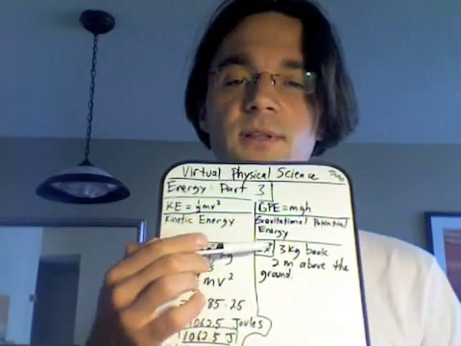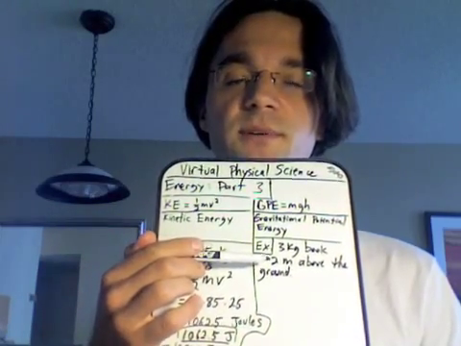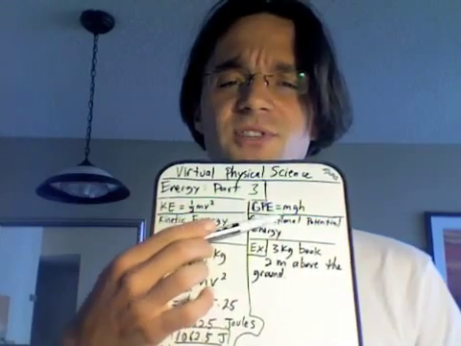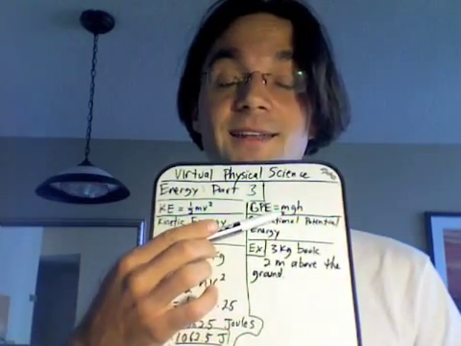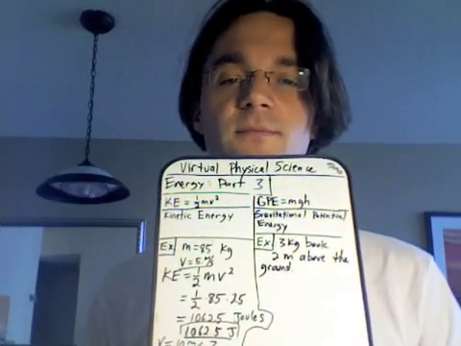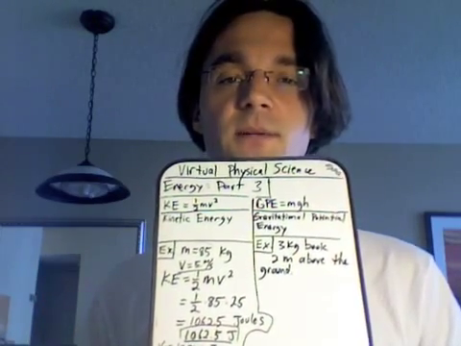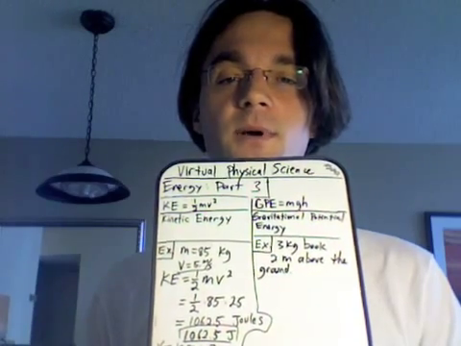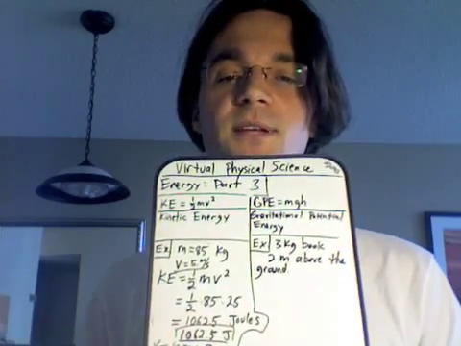3 kilogram book, that's the mass. 2 meters above the ground, that's the height. What's g again? Oh, right, it's 10 meters per second squared. So see if you can calculate this yourself. Pause the video now and see what you get. Well, how'd you do? Did you get 60?